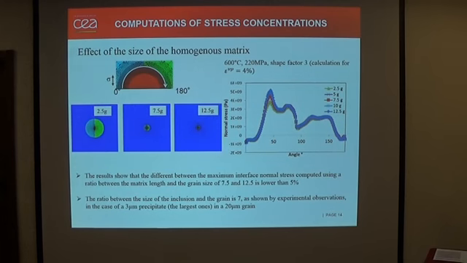For that, we first studied the size of the homogeneous matrix. We varied the size of the homogeneous matrix from 2.5 grain sizes to 12.5 grain sizes. Finally, we found that with 7.5 grain sizes, we already get quite good consistency compared to 12.5 grain sizes. And the ratio between the size of the inclusion and the size of the grain is 1 to 7, which corresponds to our observation, meaning a 3 micrometer precipitate in a 20 micrometer grain.